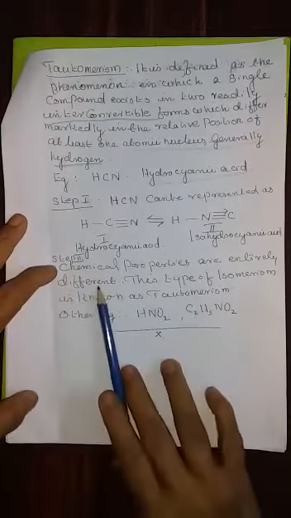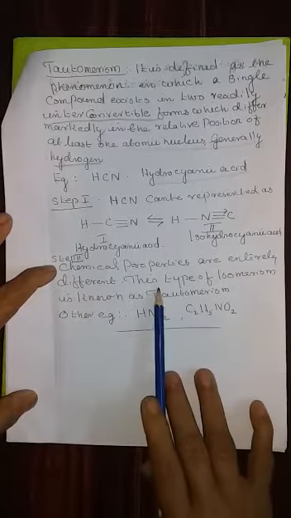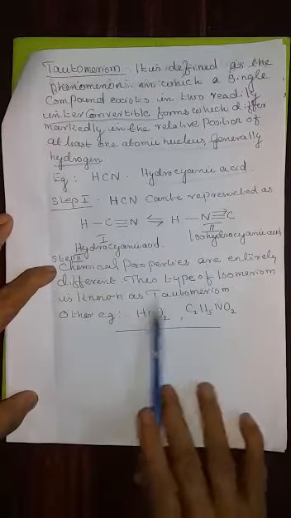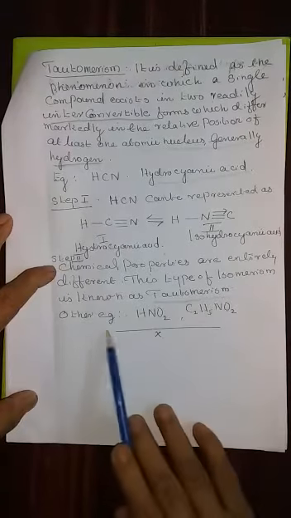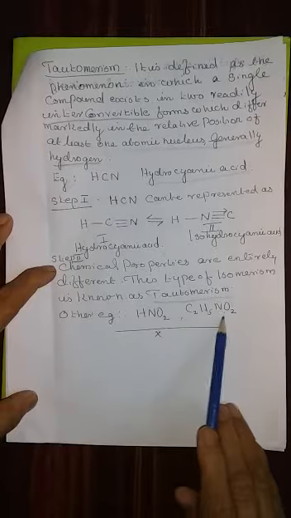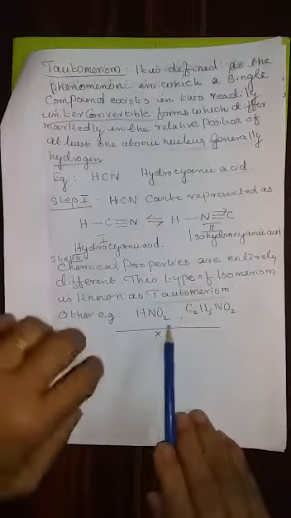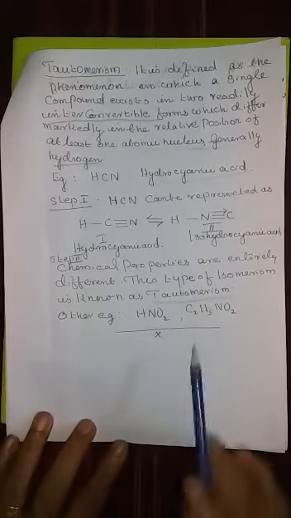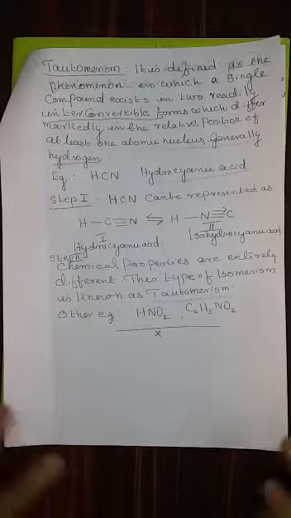Step 2. The chemical properties of these two compounds are entirely different. If such a structure is shown by a compound, it is known as tautomerism. Other examples are HNO2, C2H5NO2. Please do these examples. Whatever additional examples are given in the textbook, try to do them by yourself and check the answers.